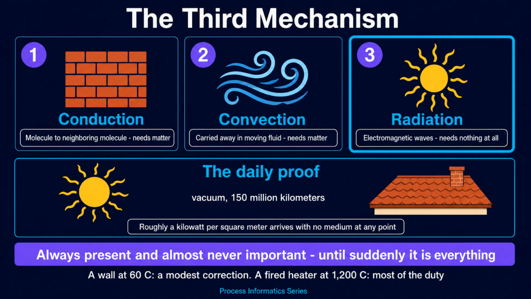A vessel wall at 60 degrees Celsius radiates, but next to the convection stripping heat off the same wall, the radiant contribution is a modest correction. Inside a fired heater at 1,200 degrees Celsius, the ranking inverts completely. Radiation delivers most of the duty and convection is the afterthought.